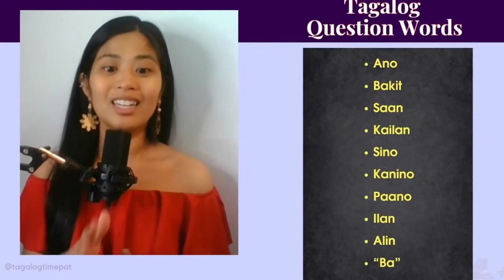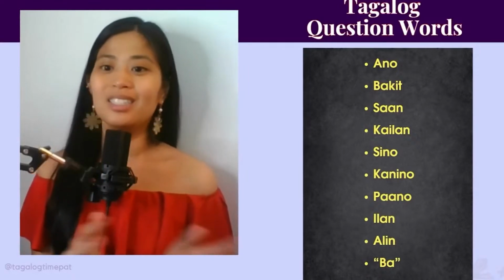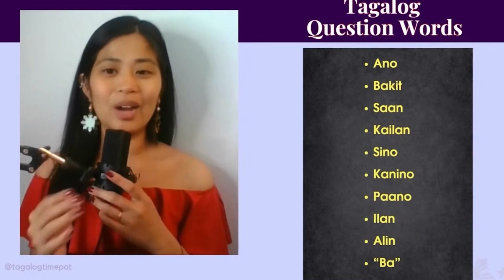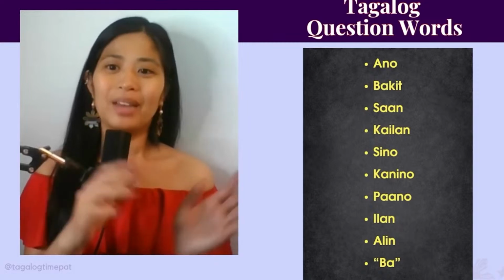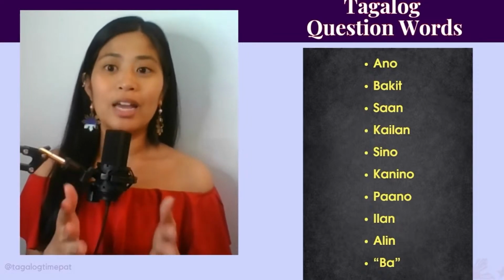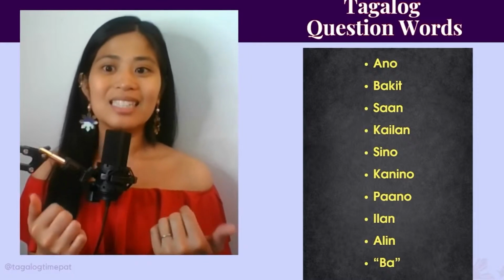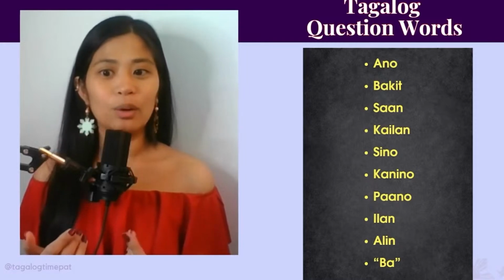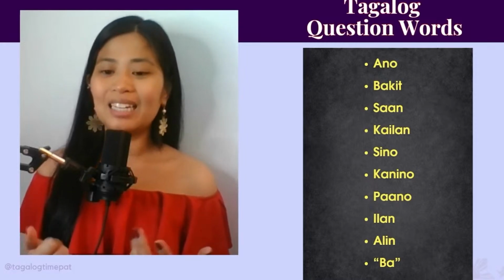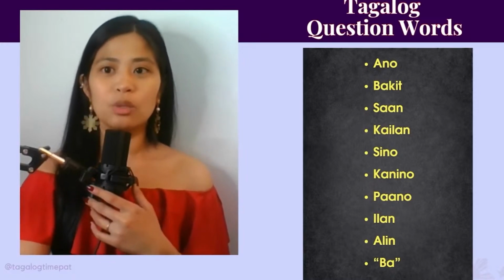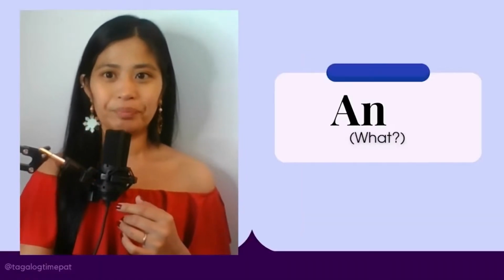So here are some Tagalog question words. There are a lot, and we're going to be talking about them and some variations as well. So let's just go through them. They don't have the translation just yet, but as we go through them, the translation will pop up. So, ano, bakit, saan, kailan, sino, kanino, paano, ilan, alin, and ba. These are all of the question words that we're going to be talking about today.